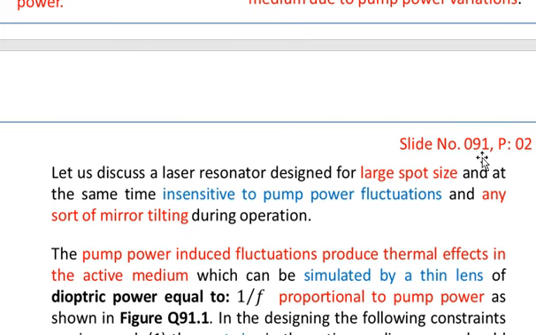So this is what we want to address, the two things. That is, we want to have a spot size which should be insensitive to the power fluctuations and also insensitive to any sort of mirror tilting during operation.